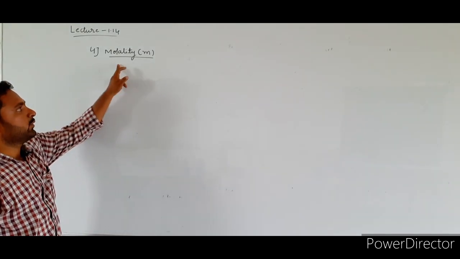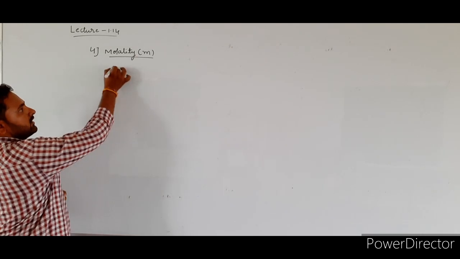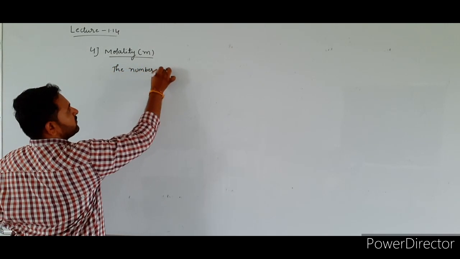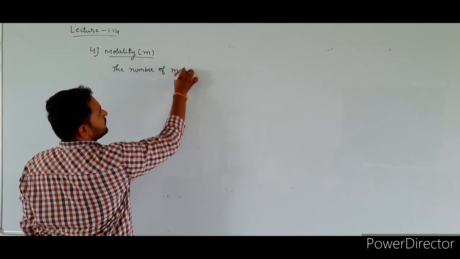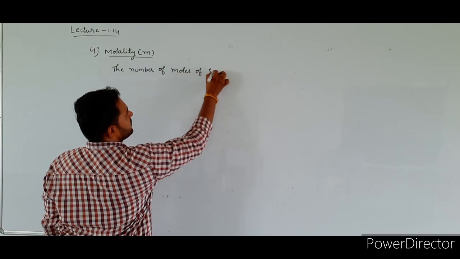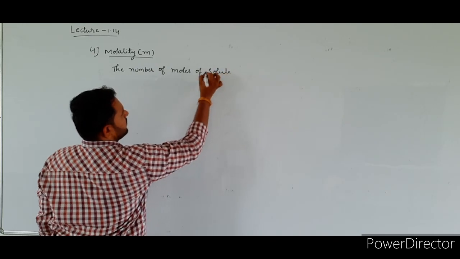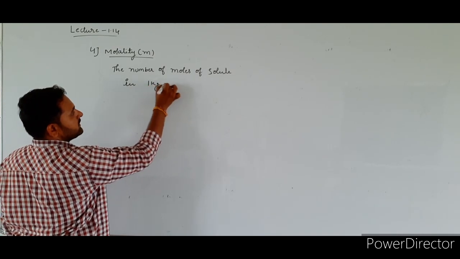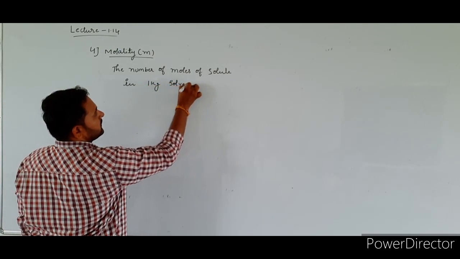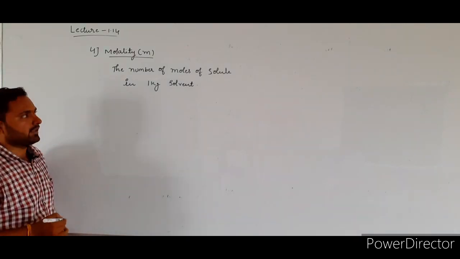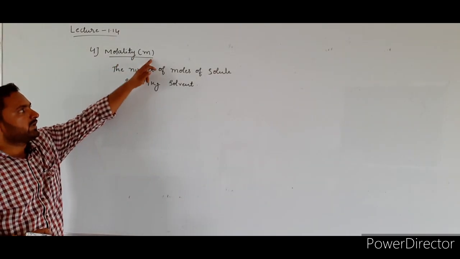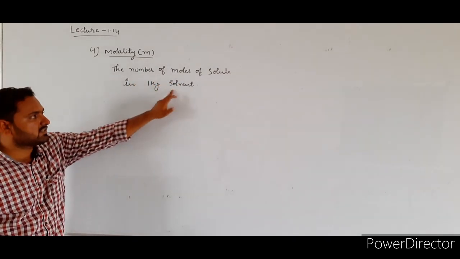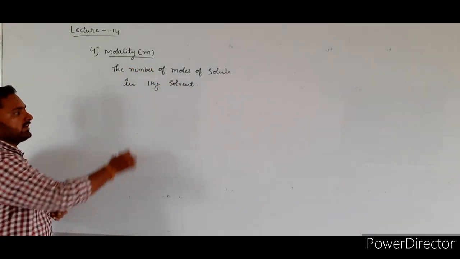Fourth one is molality. What is molality? The number of moles of solute in 1 kg of solvent is called molality. Molality is denoted by small m. The number of moles of solute in 1 kg solvent is called molality.